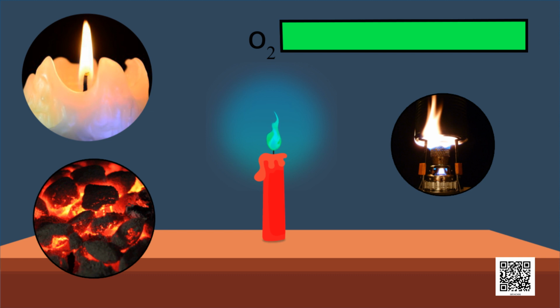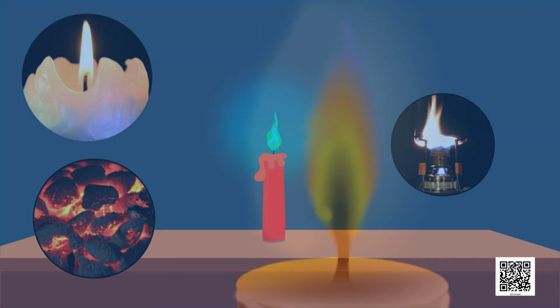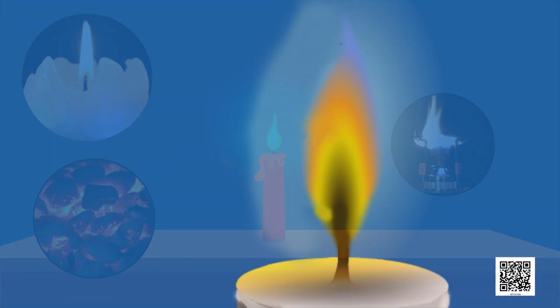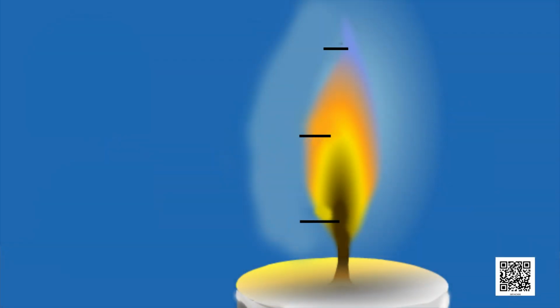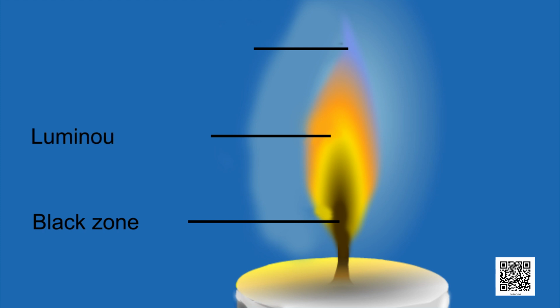Now, dear students, let's discuss zones of a candle flame. A candle flame can be divided into three zones. The innermost zone, which is the black zone; the middle zone, which is called the luminous zone, yellow in color; and the outer zone, which is the non-luminous zone, that is blue in color.